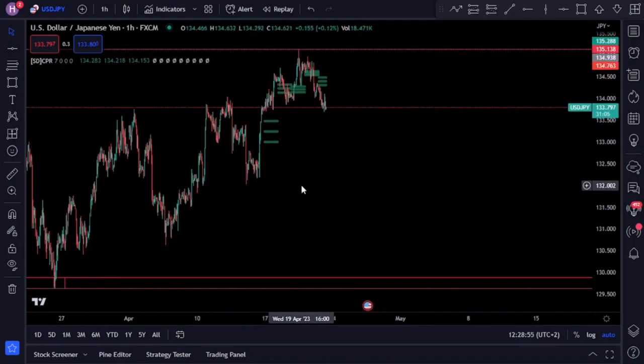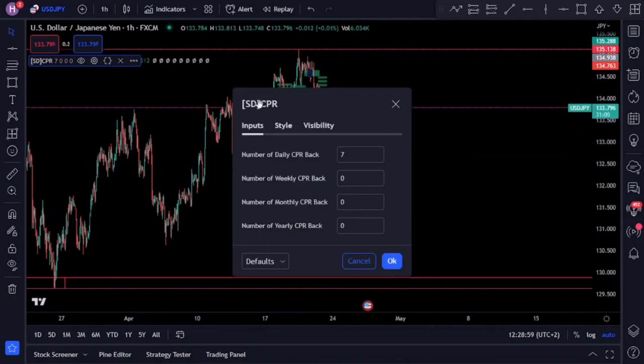probability trade opportunities. But before we start using the SD CPR indicator, we need to make an adjustment to the settings for the indicators. To do this, under the Inputs tab of the SD CPR indicator, we are going to change the period from 7 to 100.